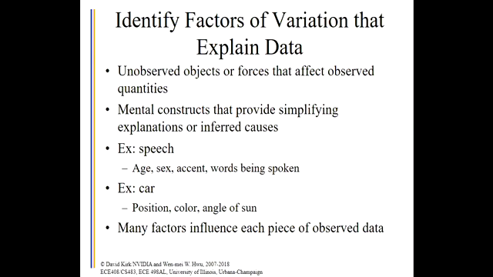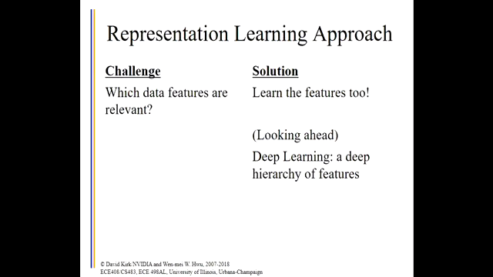And the cars, position, color, angles of sound. So many of these factors influence what you observe and how you're going to conclude what that is. So even a very, very simple classification problem can be so complex if you want to get to what they call the tail, okay? The tail of the distribution to be able to get really, really robust classification.